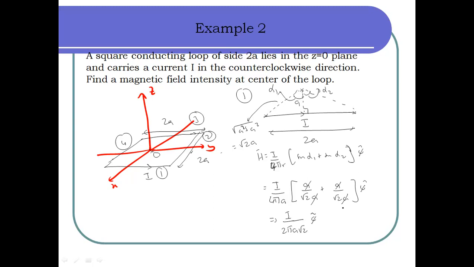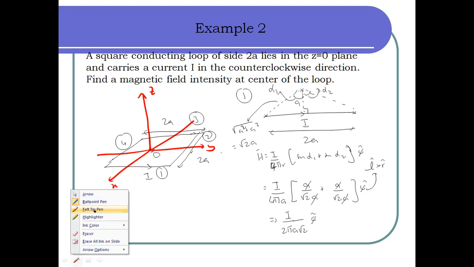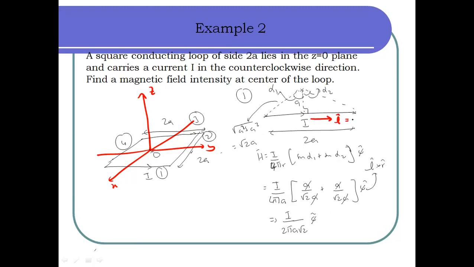Because the filament current is not located on the z-axis, since it's located here, we need to change the phi direction to be the direction of current cross the direction of R. Based on this diagram, the direction of L is in the positive y direction, whereas the unit vector of R, from the filament to the point of interest, is in the negative x direction.